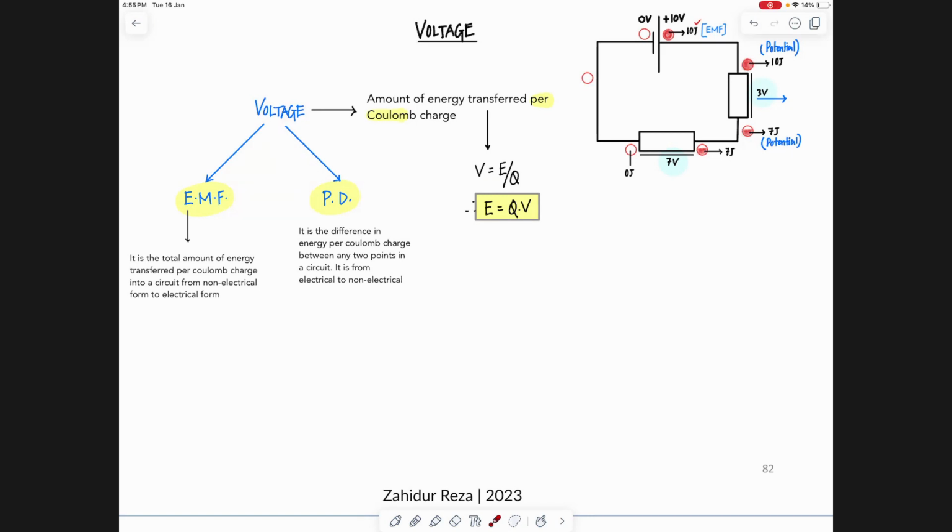Not 1 coulomb. So 1 coulomb means 1.8 into 10 to the power 20 electrons. So that many electrons carry 3 joules. When you see one object, that's basically all those electrons together. That's 1 coulomb. Coulomb is the unit of charge. Charge is a quantity, coulomb is the unit.